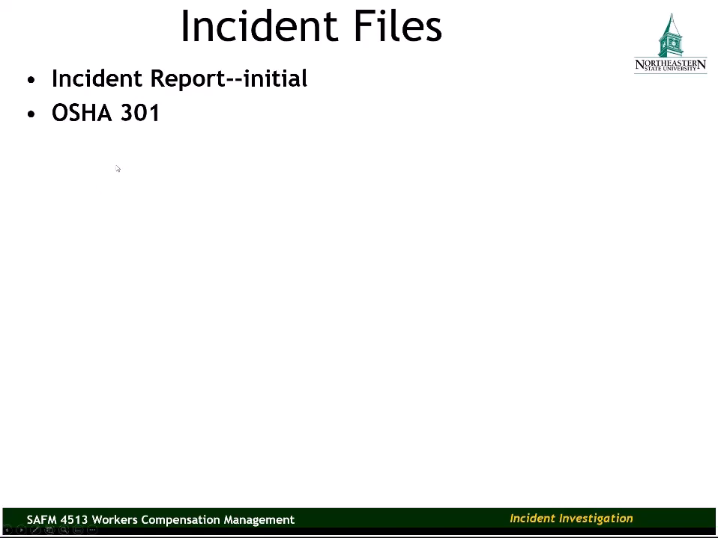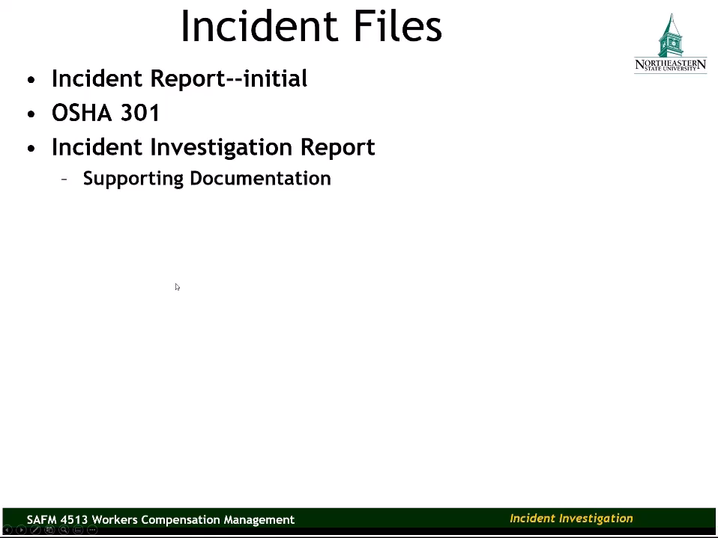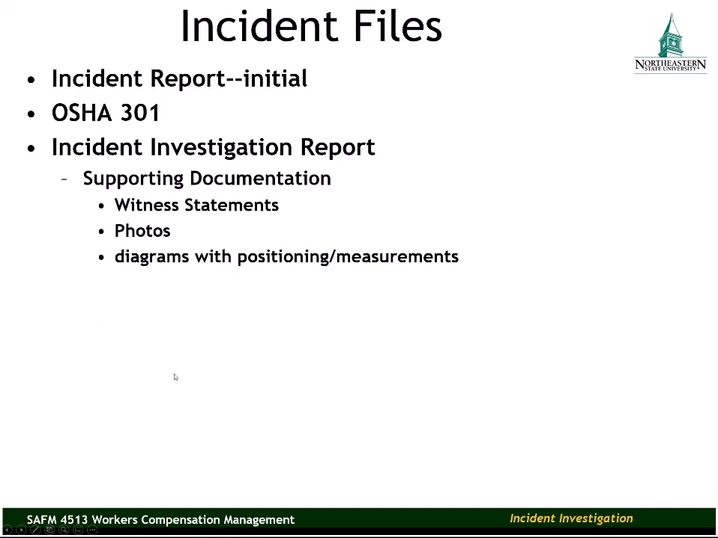The OSHA 301 form, we'll talk about that during the very last unit, but it's a form that employers are supposed to fill out whenever they have an injury. The incident investigation report should also be included in the incident files, along with supporting documentation, including witness statements and photos and diagrams. The JSA that's applicable is also a good item to have in the incident file, along with any training records, inspection records, anything that may possibly pertain to the incident needs to be included in the file.